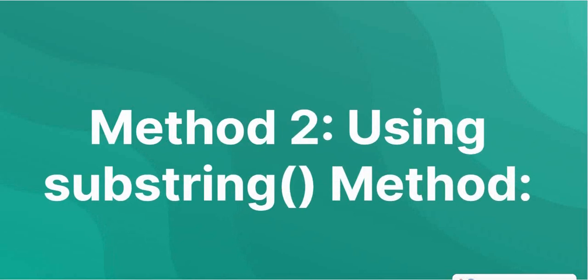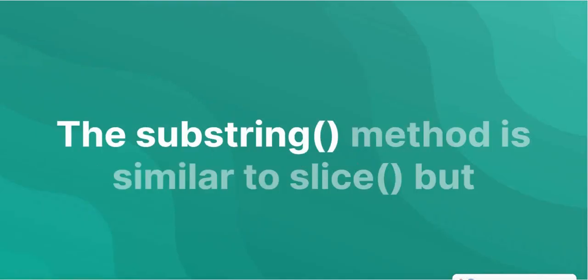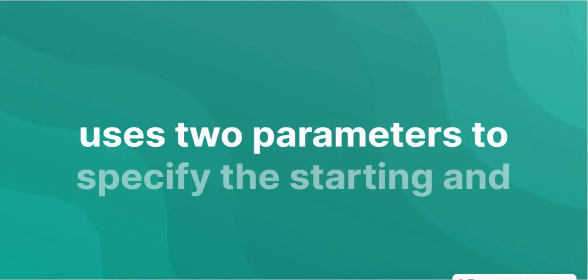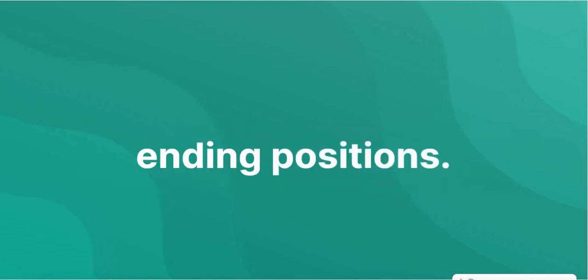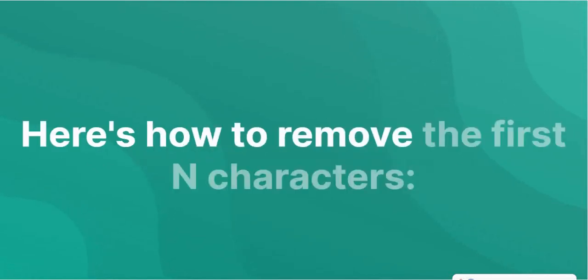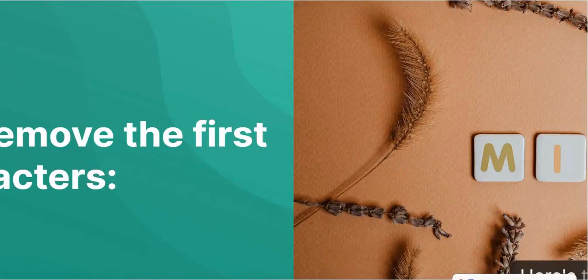Using substring method. The substring method is similar to slice, but uses two parameters to specify the starting and ending positions. Here's how to remove the first n characters. Code.